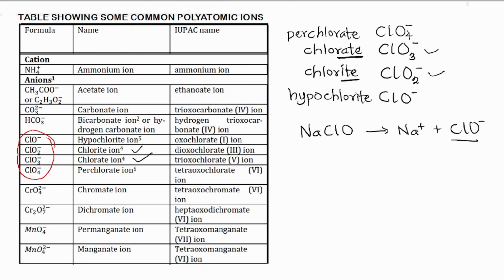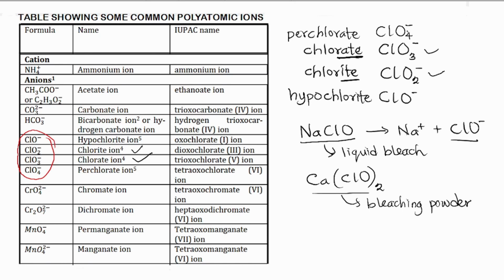The ClO- is responsible for the cleaning action on clothes during laundry. That is why NaClO, sodium hypochlorite, is commonly called liquid bleach. The hypochlorite ion is also found in bleaching powder, which is actually calcium hypochlorite. As a form of general knowledge, there is a bleaching agent in our country. The name of the product is Hypo, and one would wonder that most likely the name of this bleaching agent must have been gotten from the active ingredient in bleach, which is hypochlorite ion.